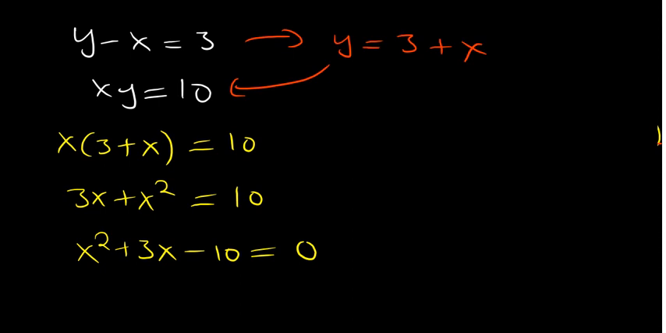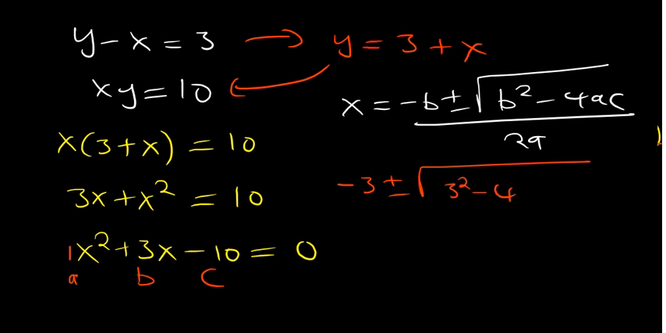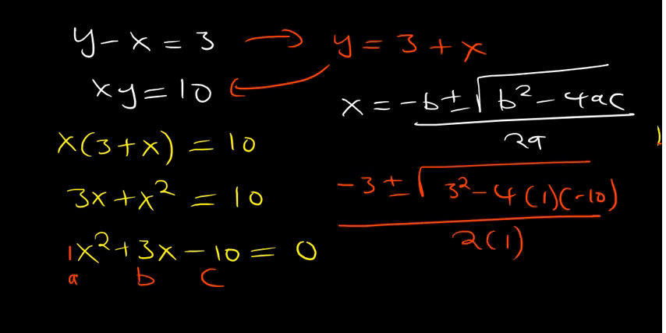So let's apply the quadratic formula. So x is equal to negative b plus or minus the root of b squared minus 4ac over 2a. So our a in this case is just 1, our b is 3, our c is negative 10. So negative b, negative 3, plus or minus the root of b squared, our b is 3, minus 4ac, our a is 1, our c is negative 10, over 2a, our a is 1. So I have negative 3 plus or minus, under the square root, 3 squared is 9. Negative 4 times 10 is like 40, right? Over 2.